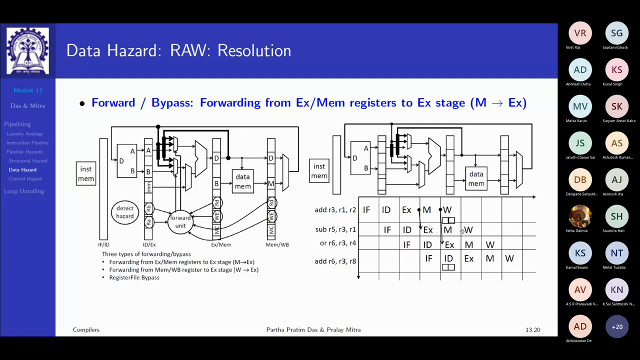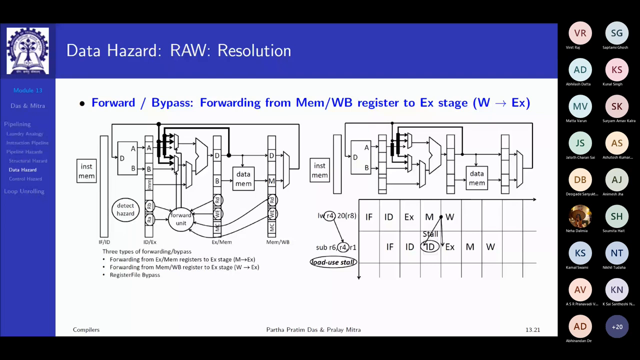Similarly, after the memory cycle, when the OR instruction needs R3, similar forwarding can also happen. So this is an example of forwarding from the exec or memory registers. How can you get the right value before it has been updated in the final destination register, into the ALU, to minimize the stall effect?